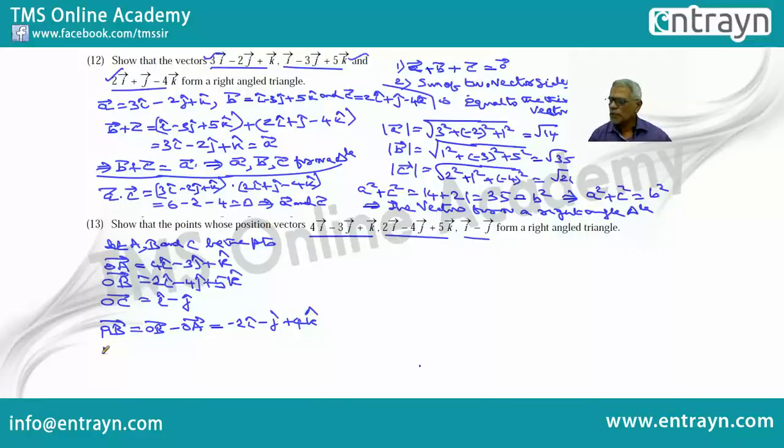Then BC vector is OC vector minus OB vector. So i minus 2i is minus i. Minus j minus minus 4j plus 3j. Then 0k minus 5k is minus 5k.